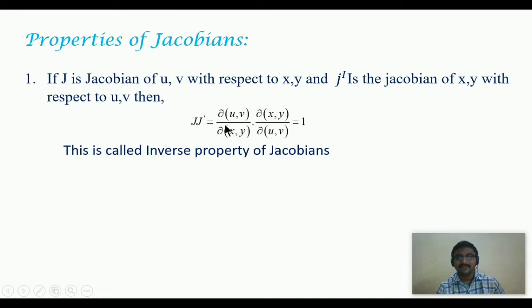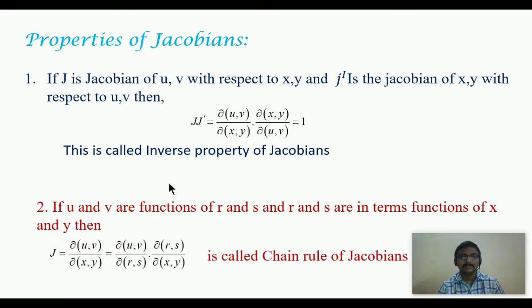If we know the J value, we can compute the J' value. Suppose J is 5, then J' will be 1/5. Suppose J is r² sin θ, then J' will be 1/(r² sin θ). So it is known as the inverse property.